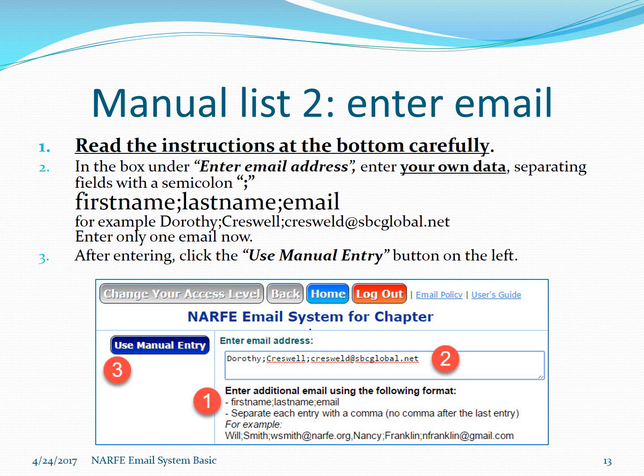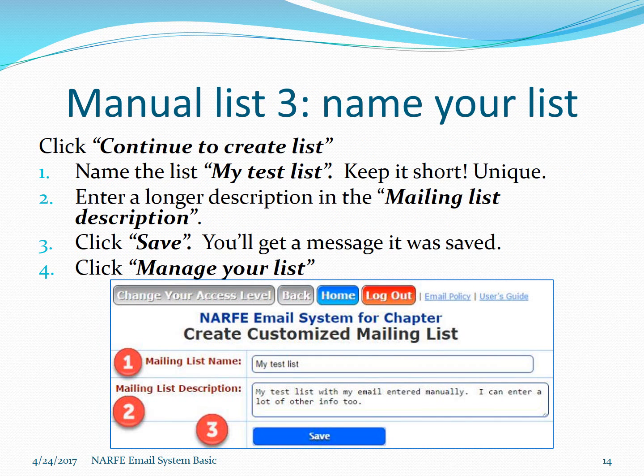First, read the instructions at the bottom of the screen carefully. Second, in the box under Enter Email Address, enter your own data, separating each field with a semicolon, in the format first name, semicolon, last name, semicolon, and email address. Once you've entered that, for our third step, click the Use Manual Entry button on the left. Click Continue to create list.